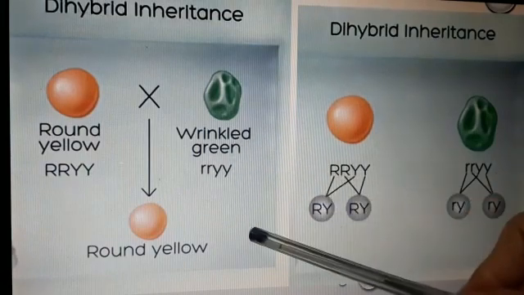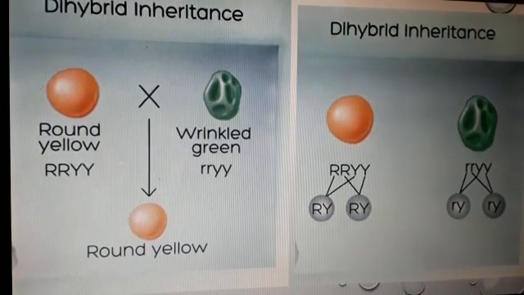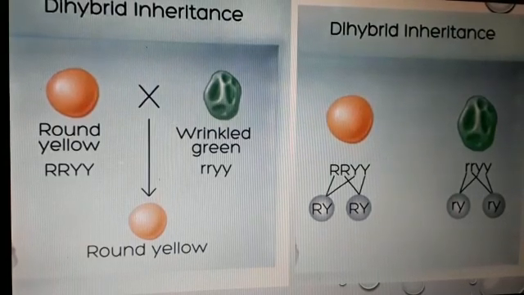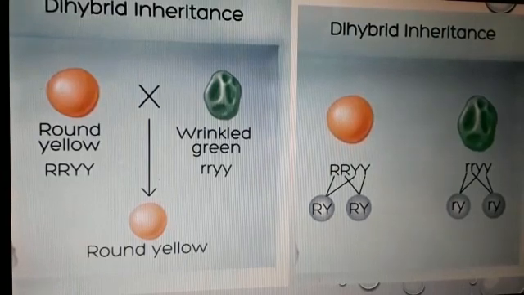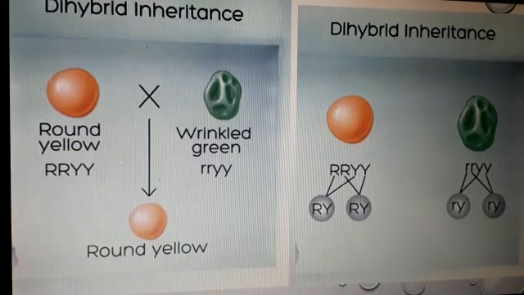Now, the F1 generation shows that all the seeds are round and yellow because round and yellow are the dominant characters. Now, let us see the gametes which are produced by the round yellow seeds and the gametes which are produced by the wrinkled green seeds. The gametes produced here will be capital R, capital Y, and the gametes produced here are small r and small y.